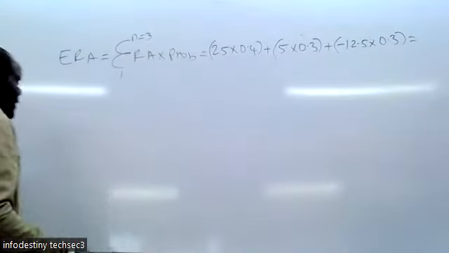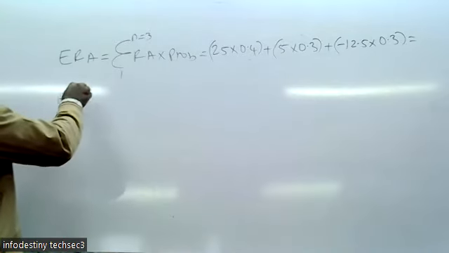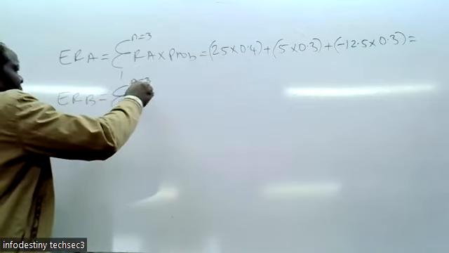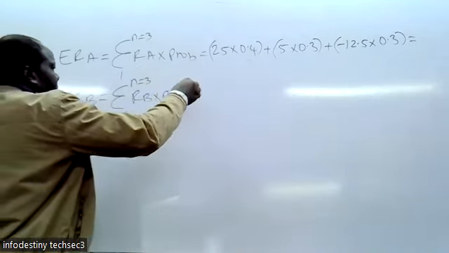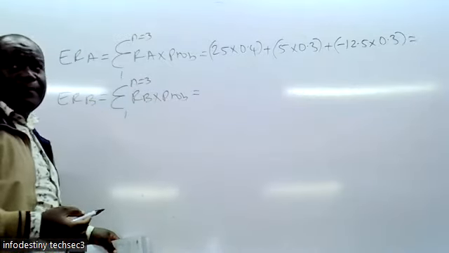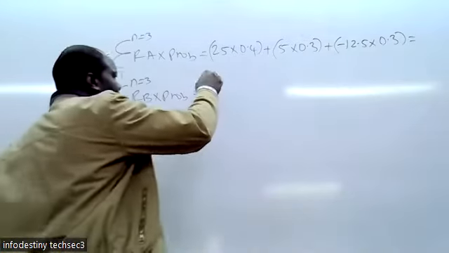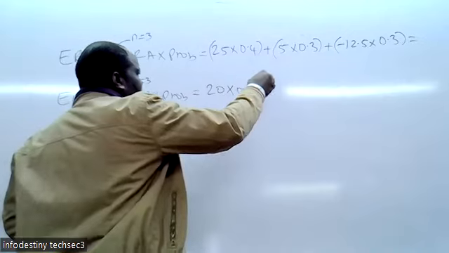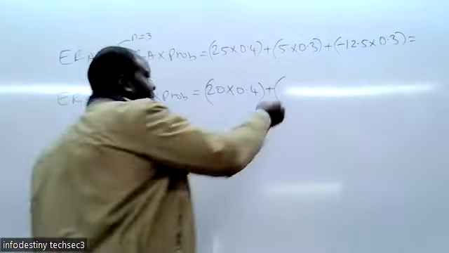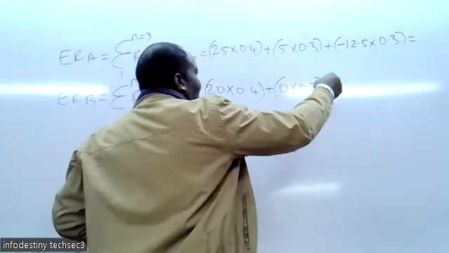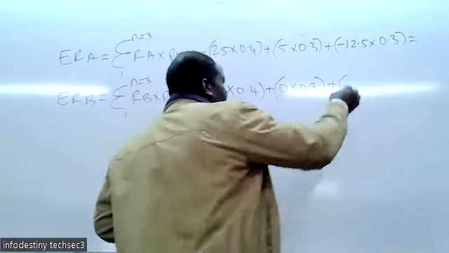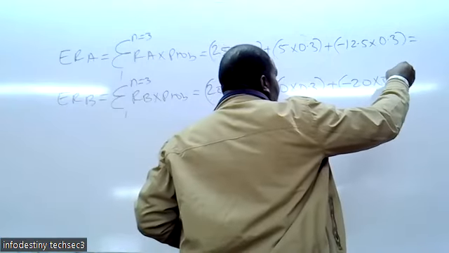Then also expected return for B, where you get the summation from the first to the last. So return for B multiplied by the probability for each. So what was there as the first percentage for B? So you take 20 multiplied by 0.4. The second one is, then how about the third one? So multiply.